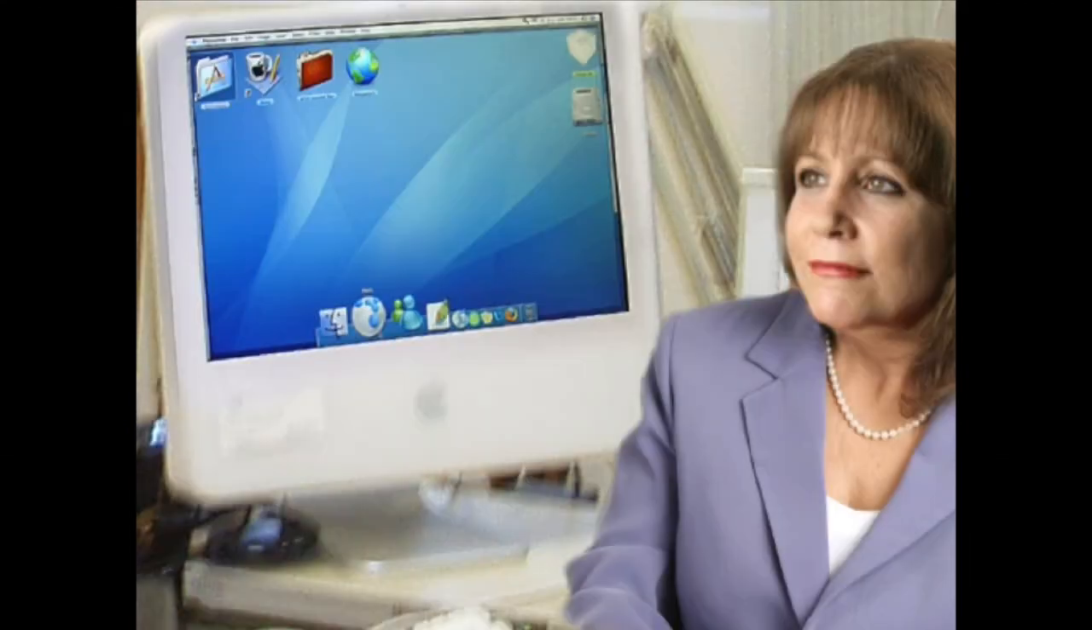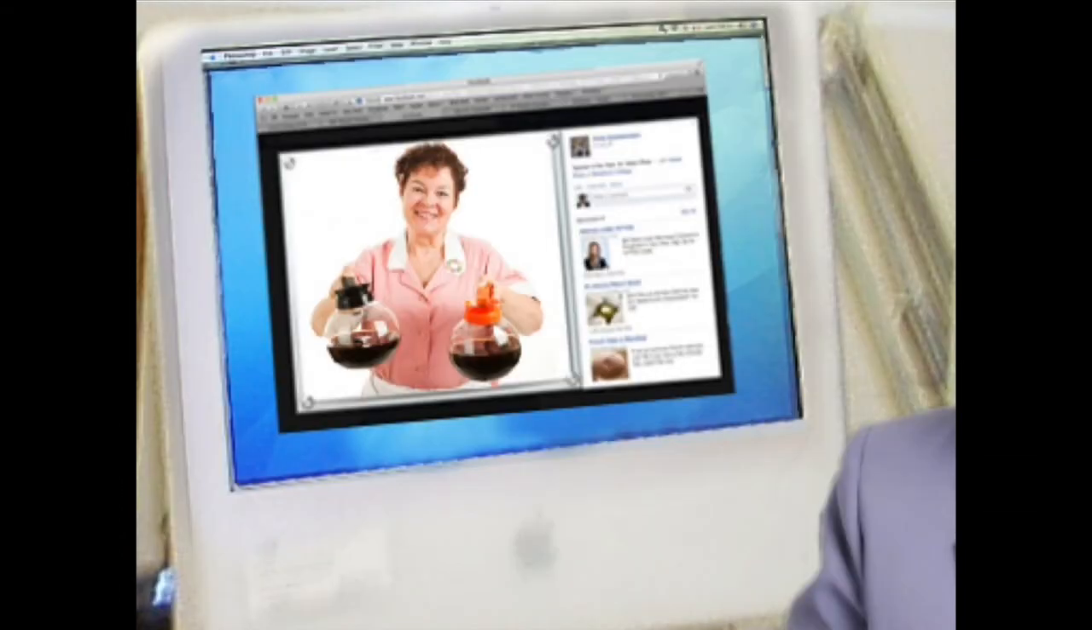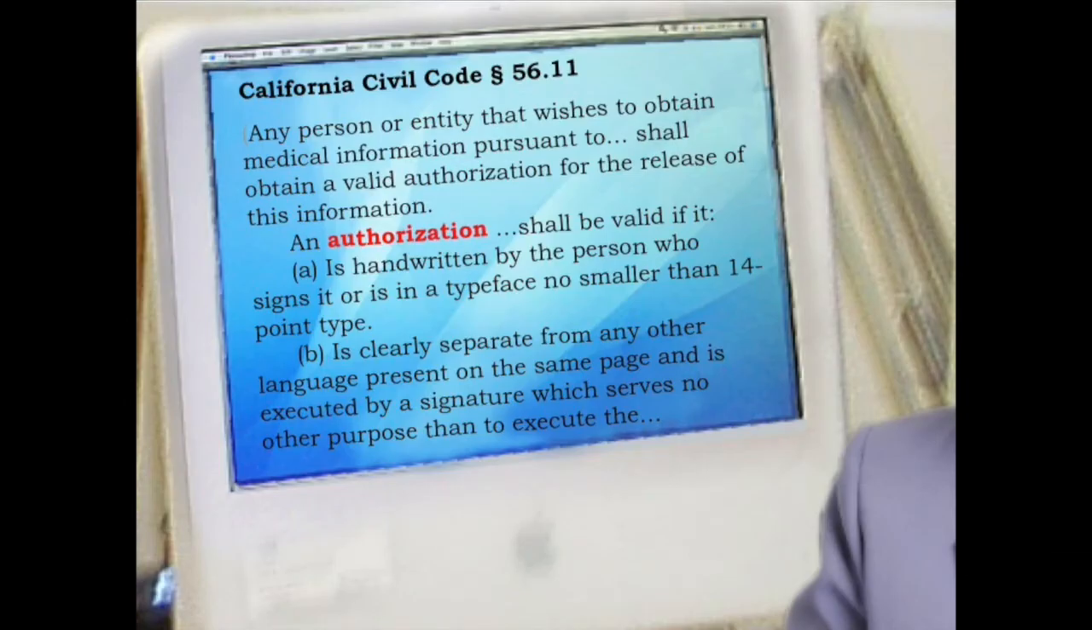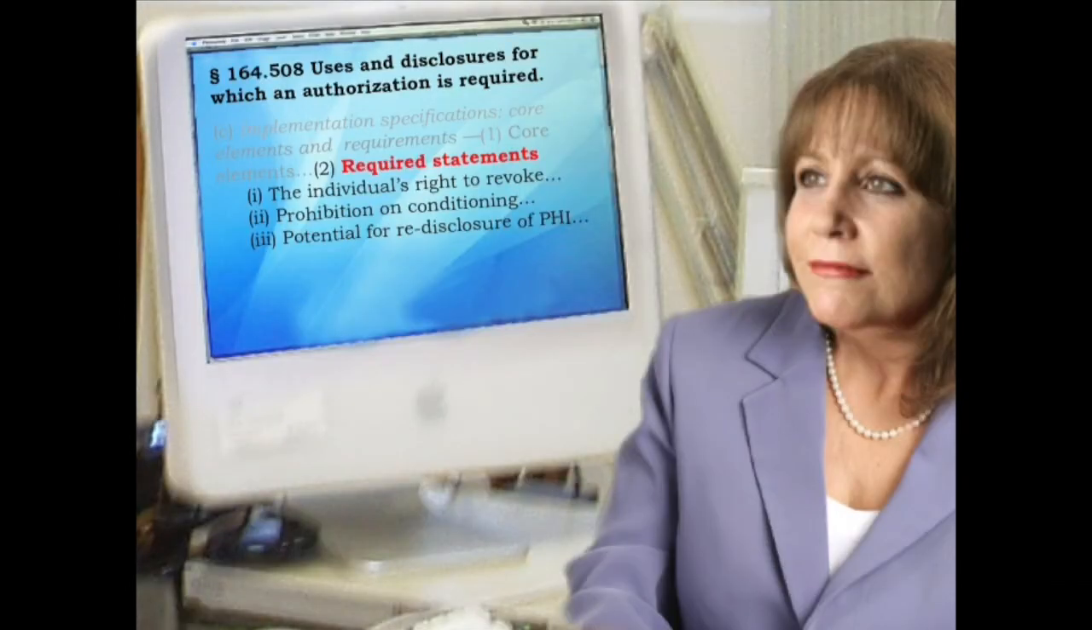Now the next situation is a workers' comp case. The claimant is waitress Wanda. The authorization is really short. It doesn't look right. Workers' comp authorizations are exempt from HIPAA. They're governed exclusively by California law. They don't need to include statements required by HIPAA. That's why it looks short.